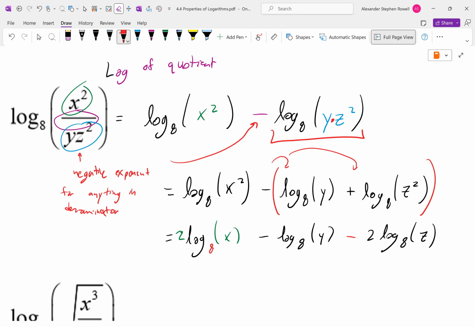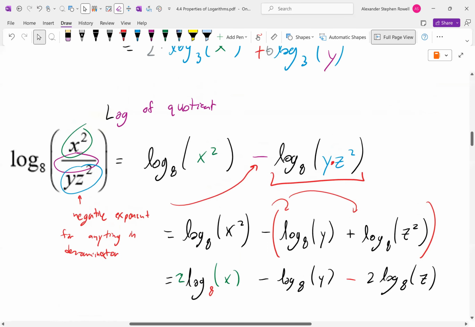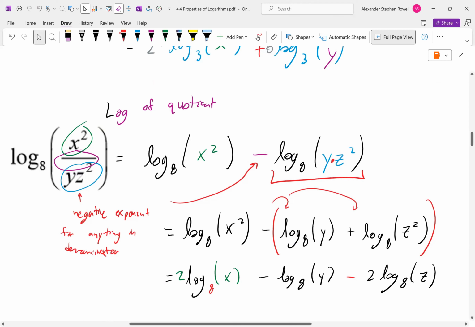So after you do a lot of these, I hope you notice the pattern and can skip straight to the bottom and say, oh, I know it's going to be 2 log base 8 of x, and it's positive because it's on numerator. On the bottom, it will be a minus log base 8 of y because the exponent is 1. It's on the denominator, so it's -1. Then this one has a z squared, so because it's on the denominator, it's negative. And exponent is 2, so that's my coefficient. Log base 8 of z. But what you'll notice is there's a way to get straight from here to here with pattern recognition.